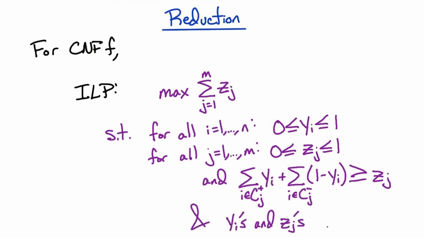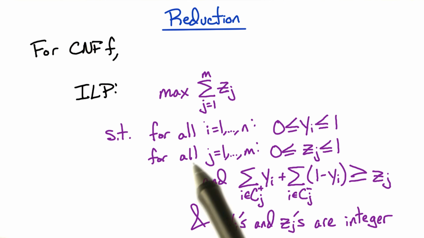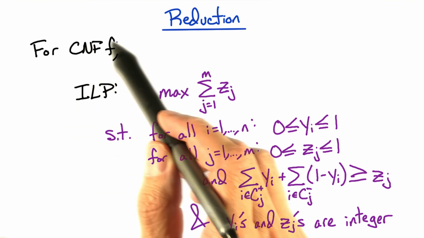Finally, we have the constraint that these variables, the yi's and the zj's, are integer valued. So they lie on this n-dimensional grid. Actually, in this case, we're in n plus m dimensions. Now that defines our reduction from MAXSAT to integer linear programming. In fact, it's equivalent. So this integer linear program is equivalent to the original MAXSAT problem on this input f.